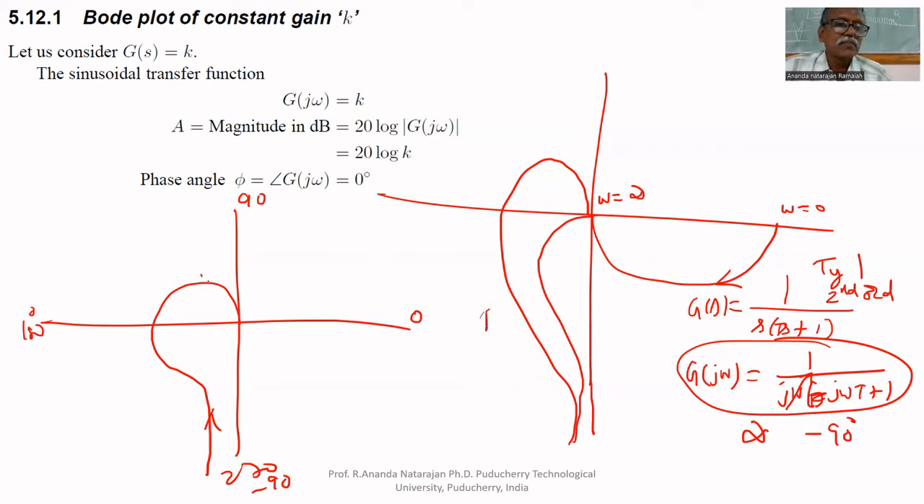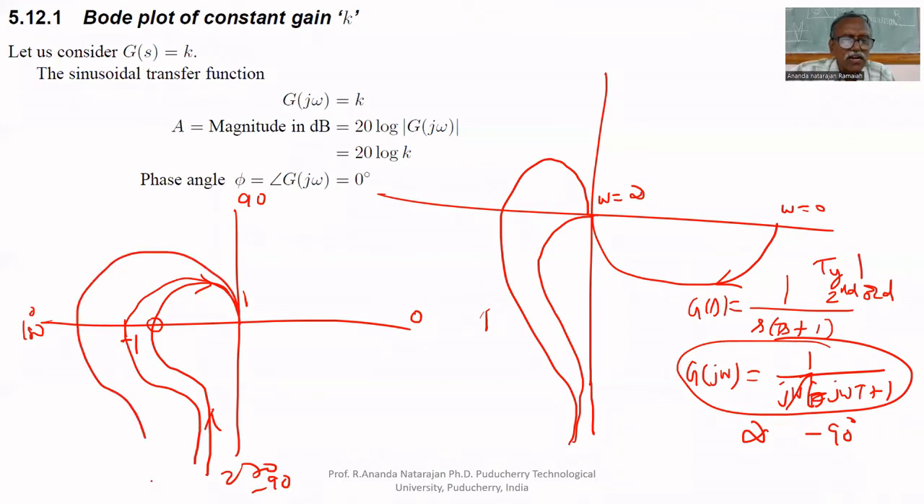Here, if it crosses 180 exactly at -1, that is a marginally stable system. If it crosses after this -1, then it is called an unstable system. So if it crosses 180 degree before -1, we can say that the system is stable.